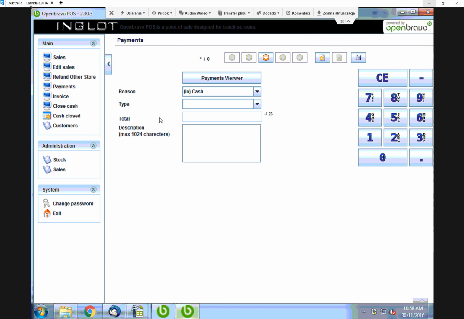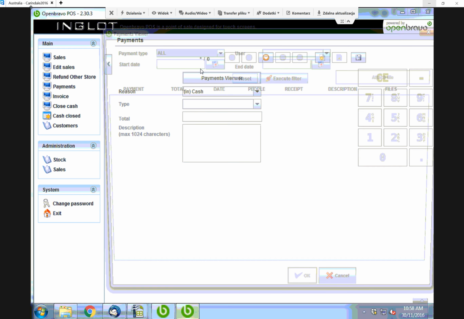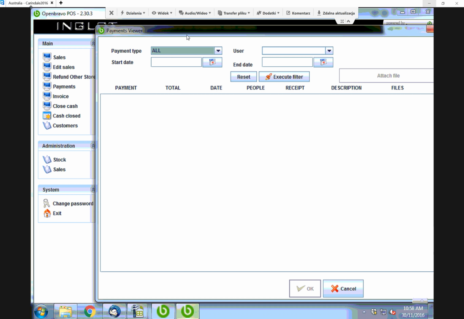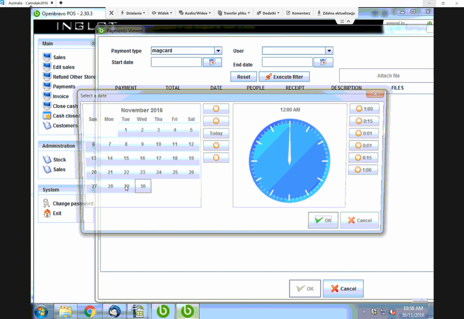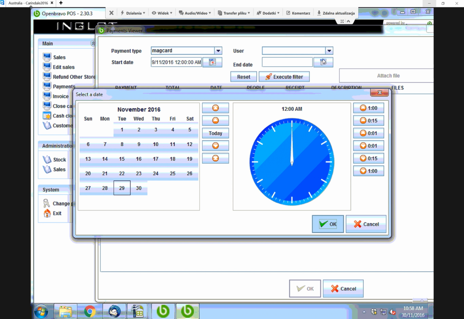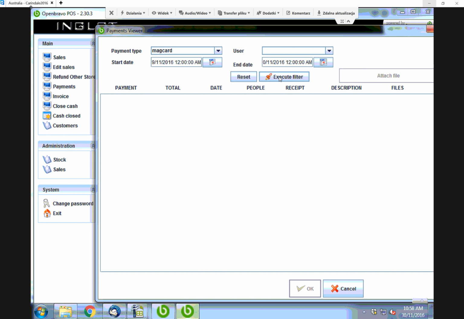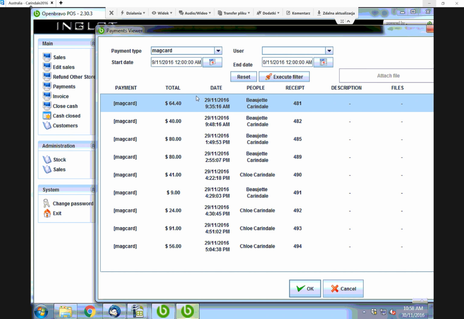So what you need to do is go into payments and into the payments viewer. So we've got a mistake or an error somewhere in a card transaction. So in payment type, we're going to scroll down to Mag Card and look at all of the card transactions, let's say just for yesterday. So there were only a few, so this would be easy.